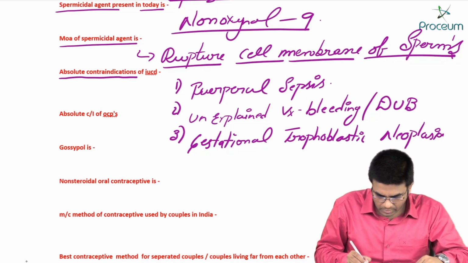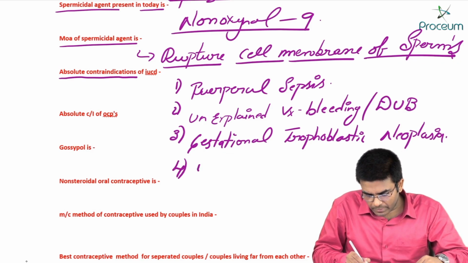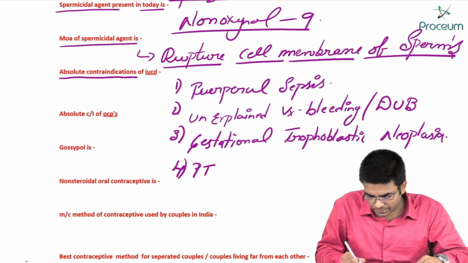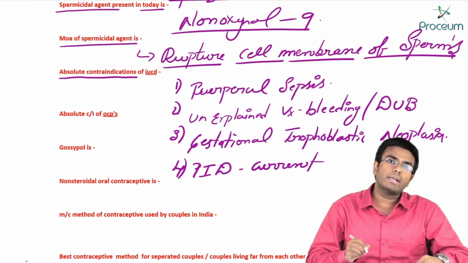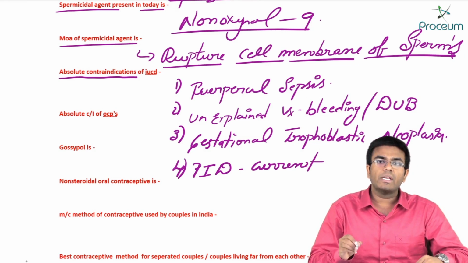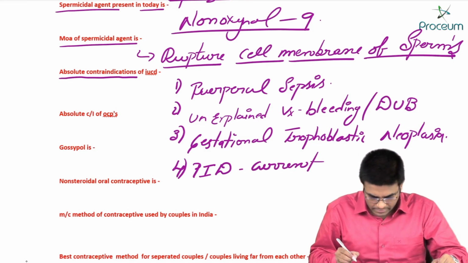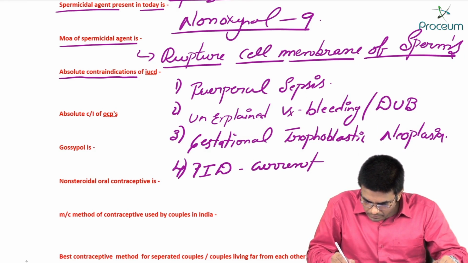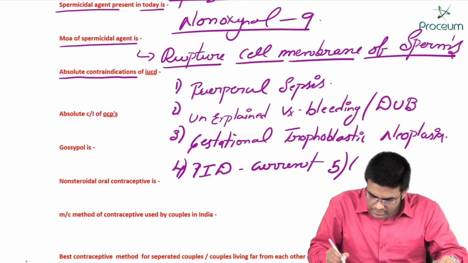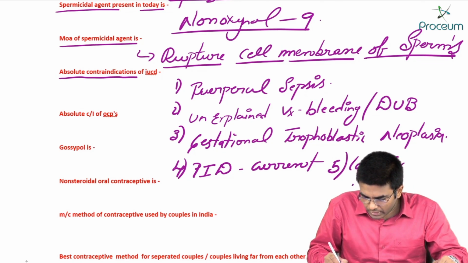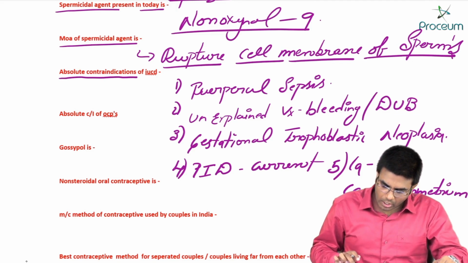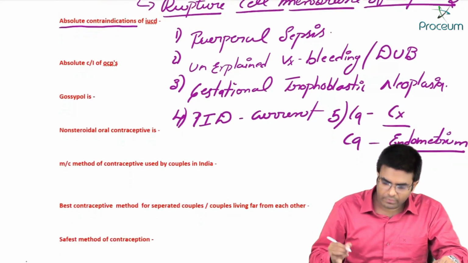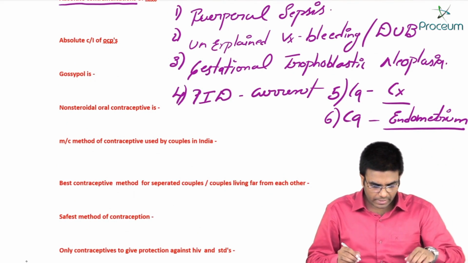Now, the fourth example is ongoing pelvic inflammatory disease. Current pelvic inflammatory disease is an absolute contraindication for intrauterine contraceptive device placement. Next, cancer of cervix and cancer of endometrium. Cancer of cervix and cancer of endometrium are also absolute contraindications for intrauterine contraceptive devices.